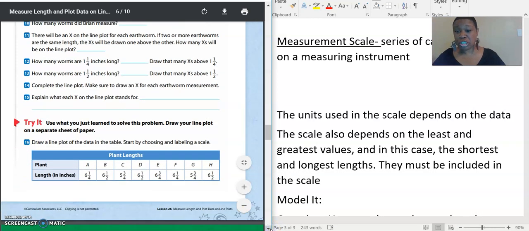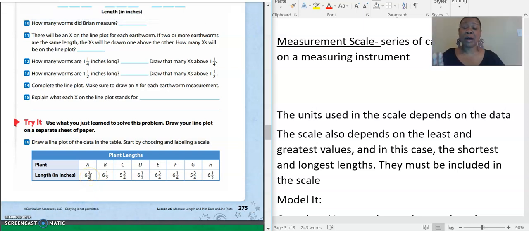Use what you just learned to solve this problem. Draw your line plots on a separate sheet of paper. So you can go back and, of course, again, use this paper as I have a whiteboard, but you can go back, draw your line plot out. Make sure that you understand on your line plots when you look at your measurements, if it's a fourth, you need to make sure that your line plots are plotted out into four spaces in between each inch. Your fractional 1/4, half, 3/4, and then your whole number. So this one here goes all the way to 6 inches.